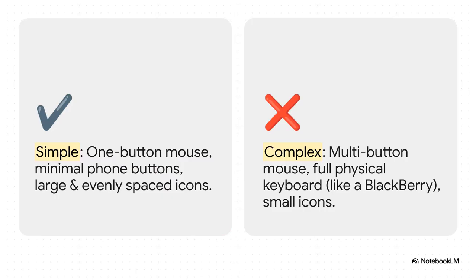Just look at the difference here. On one side, you have Apple's whole vibe in action. The single-button mouse, hardly any buttons on the phone, big, clean icons. Now compare that to what came before. Mice with a million buttons or those old Blackberries with a full keyboard. It's a night and day difference. This is a perfect visual of how a core value, simplicity, becomes a real thing you can hold in your hand.